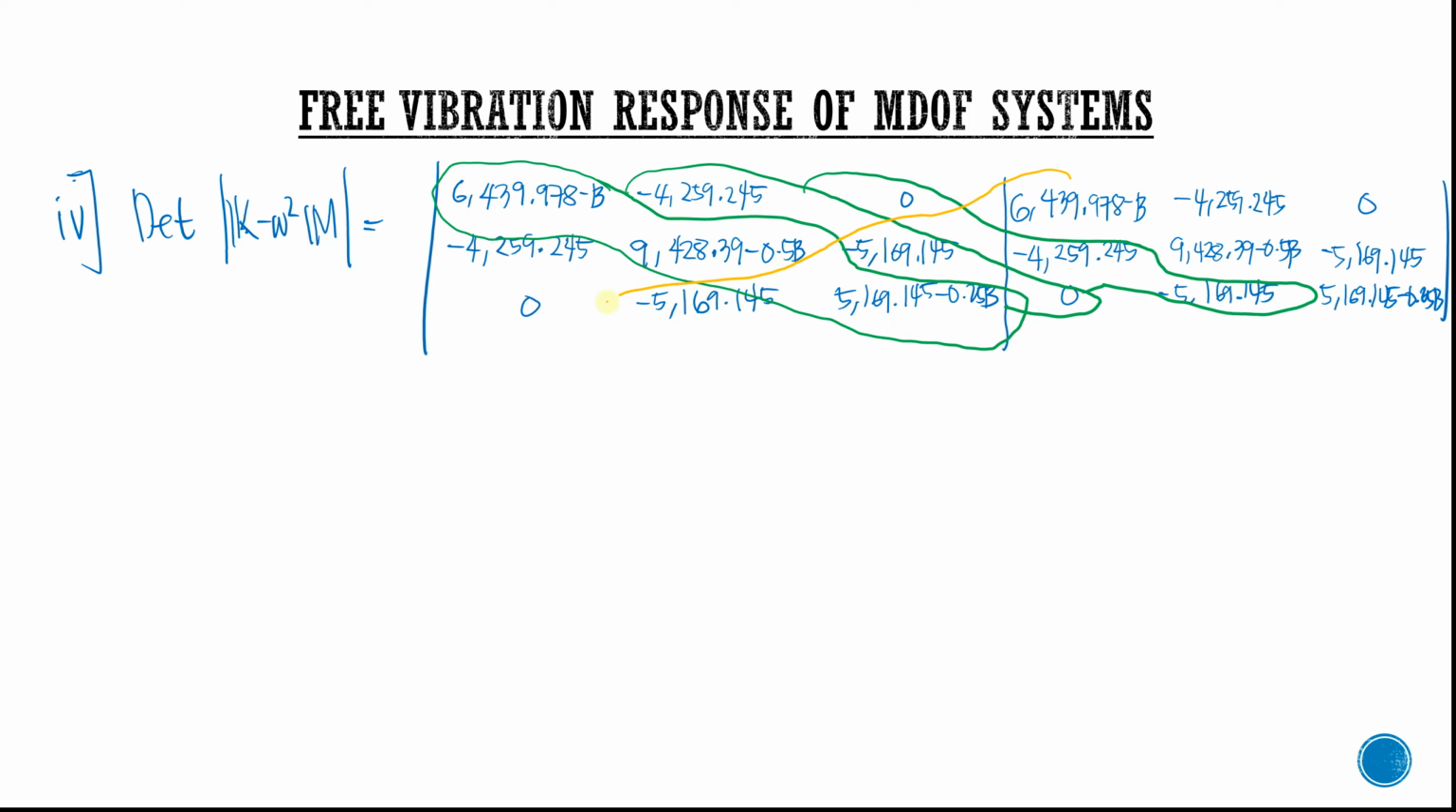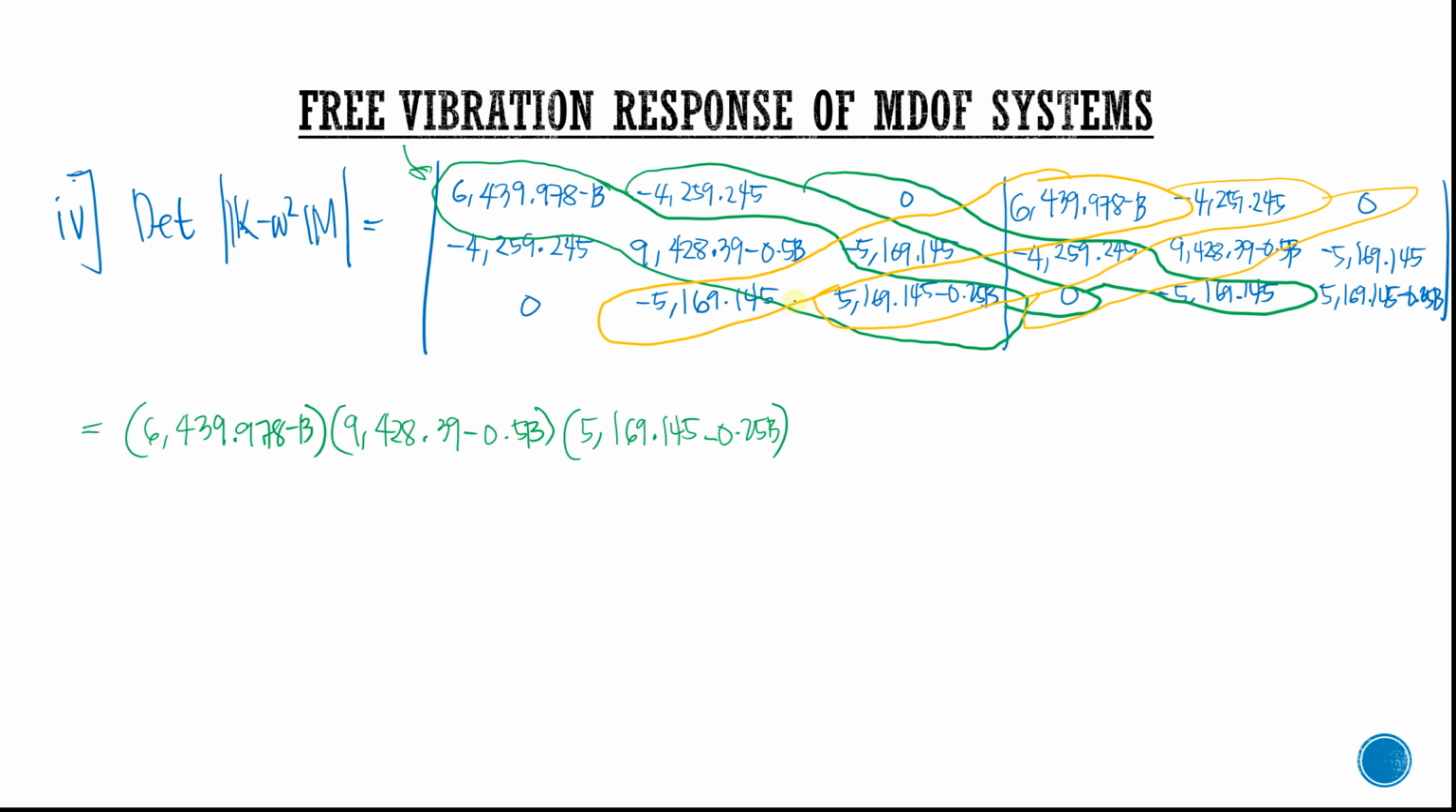Minus the product of this diagonal, minus the product of this diagonal. Okay, so let's start our calculations. We have our first diagonal here, that is the quantity 6,439.978 minus b times this first diagonal, plus the second diagonal.